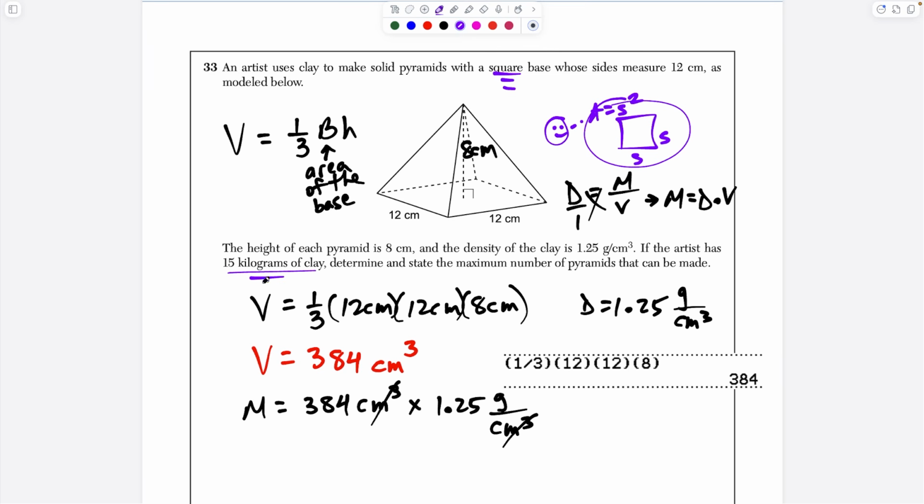Okay, so this part here is very sneaky. It's very important, though, that we know that 1 kilogram is equal to 1,000 grams. So once we have this information, we're going to get the mass in grams, but we want the mass in kilograms.